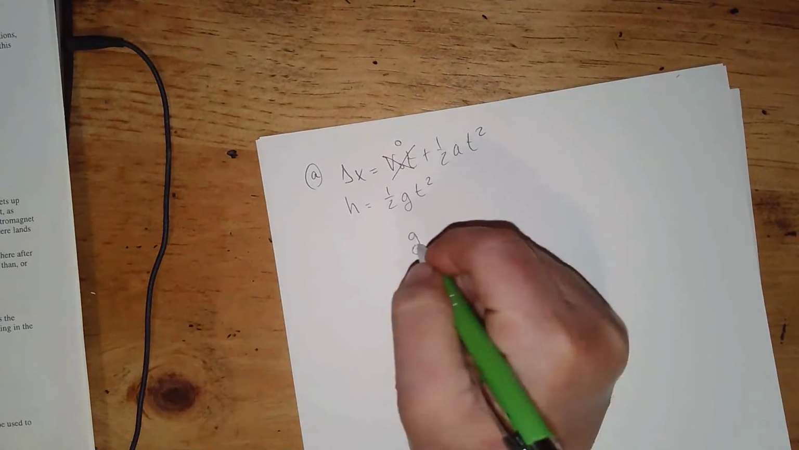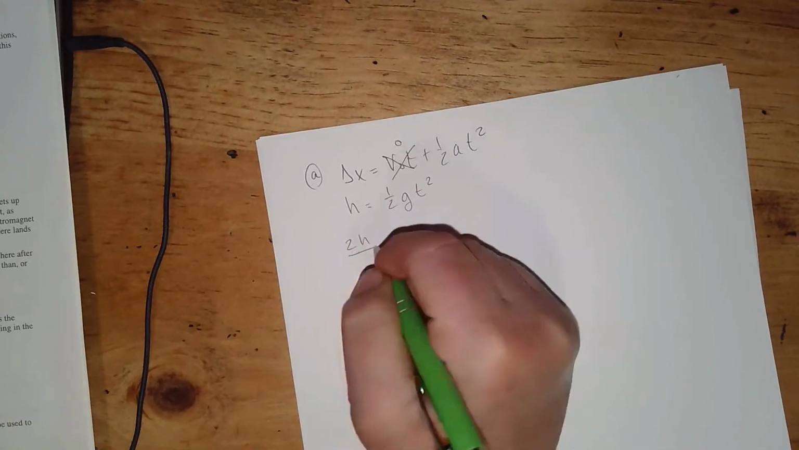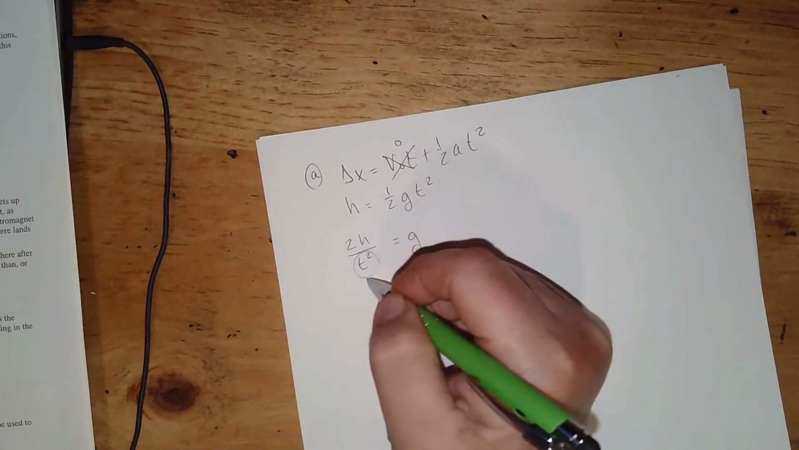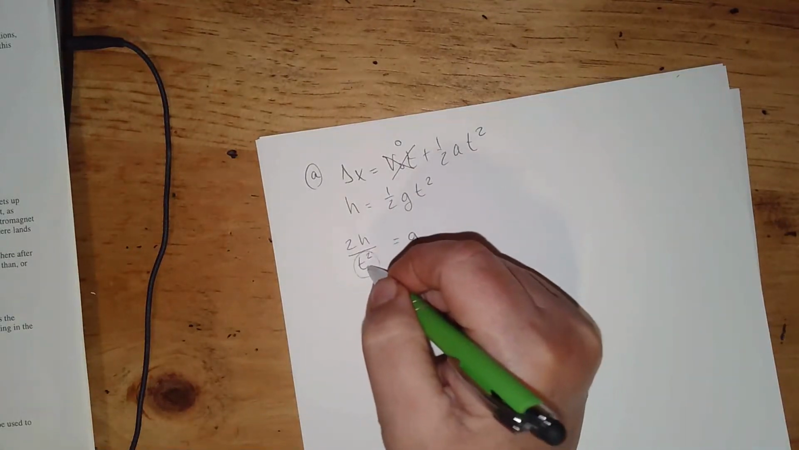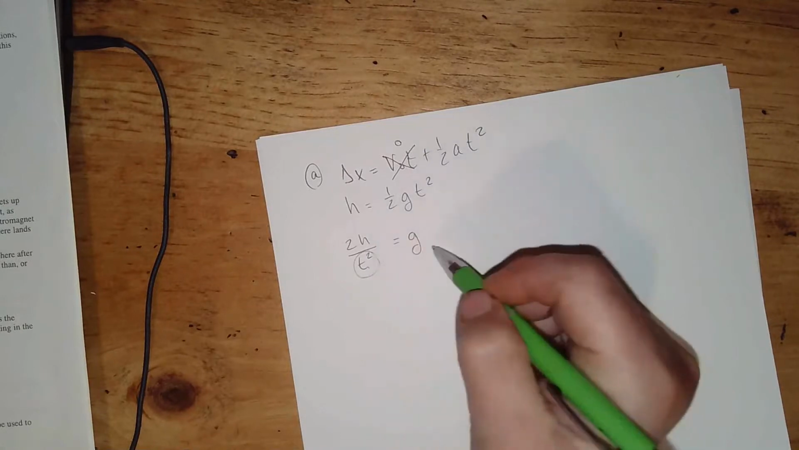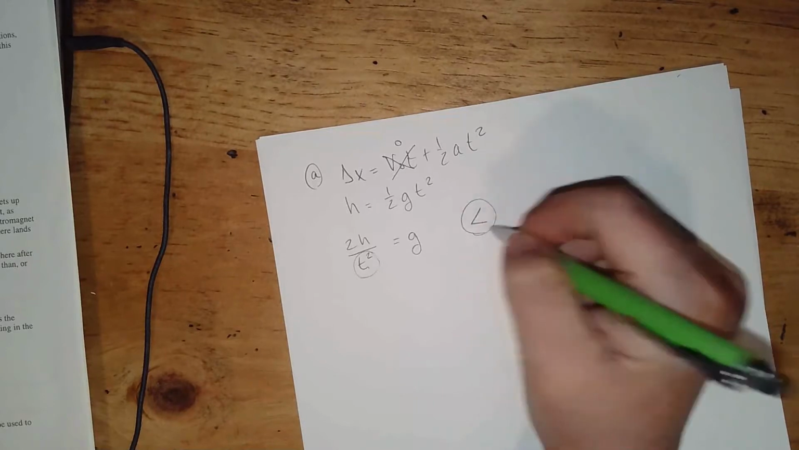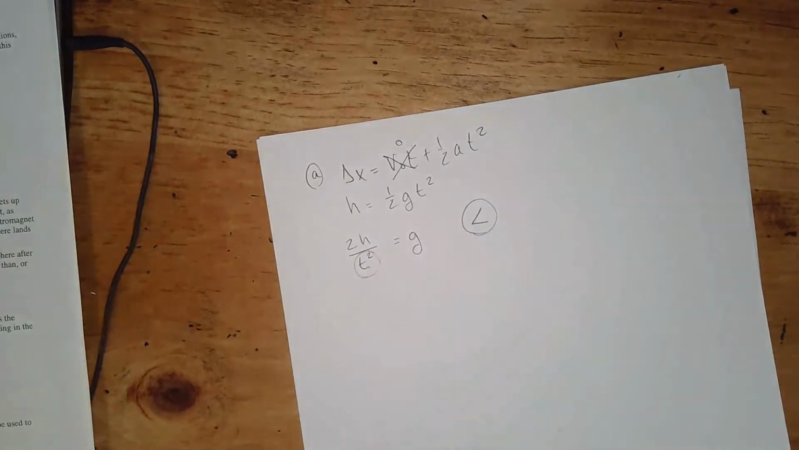So if I solve for g, it's going to be 2h over t squared. If my time is too long, I will divide by a bigger number, and therefore it will make g less than. So it's less than because of that. There's your justification.